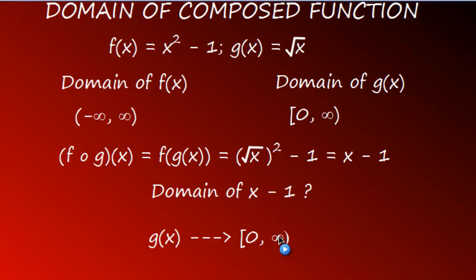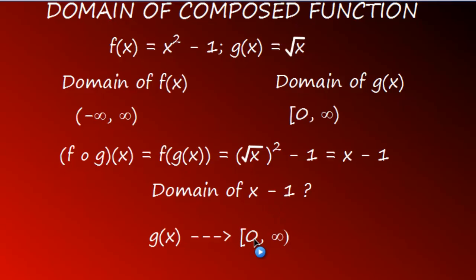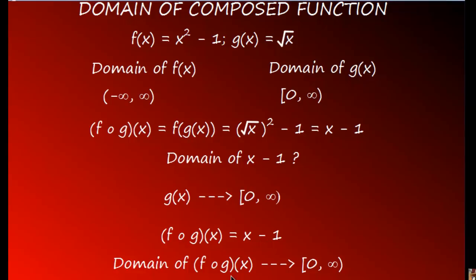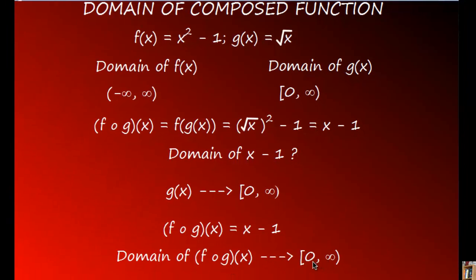So what we want to do then is look at these numbers that are 0 and greater, the domain that is 0 and greater, or 0 to positive infinity. What of these numbers can be used in this function? Well, all of these values can be used in this function, because this new function does not create any new restrictions. So the domain of the new function is going to be the same as the domain of the original function, g of x. So the domain of the composed function is from 0 to positive infinity.